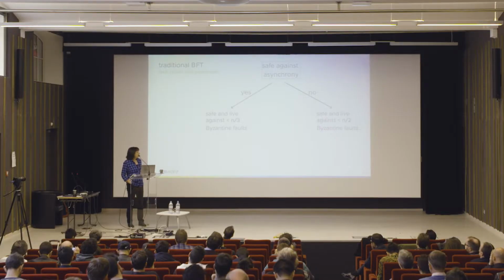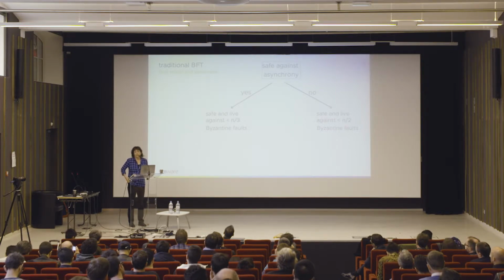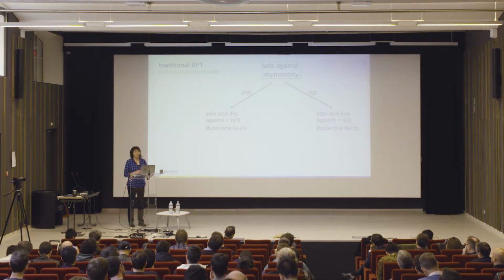But you can never get resilience to more than a third of the system being corrupt. If you want to get more, resilience to more than a third, then you need to make synchrony assumptions, and even then, you have a strong bound of a half. You cannot tolerate more than half of the network. So I'll give you a little bit of insight on where these bounds come from in a minute, but these are very well-known, the first foundations that you need to be aware of in this field.